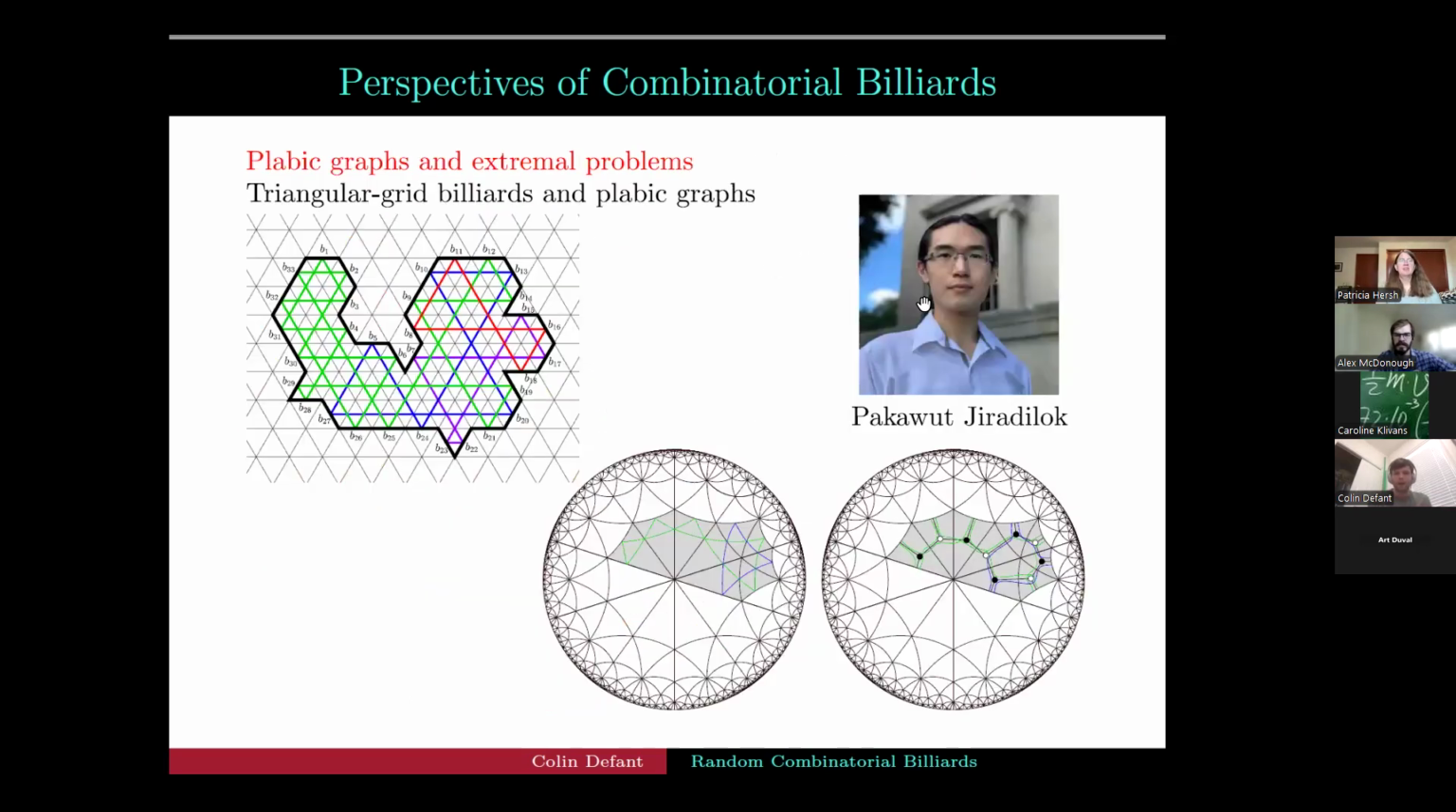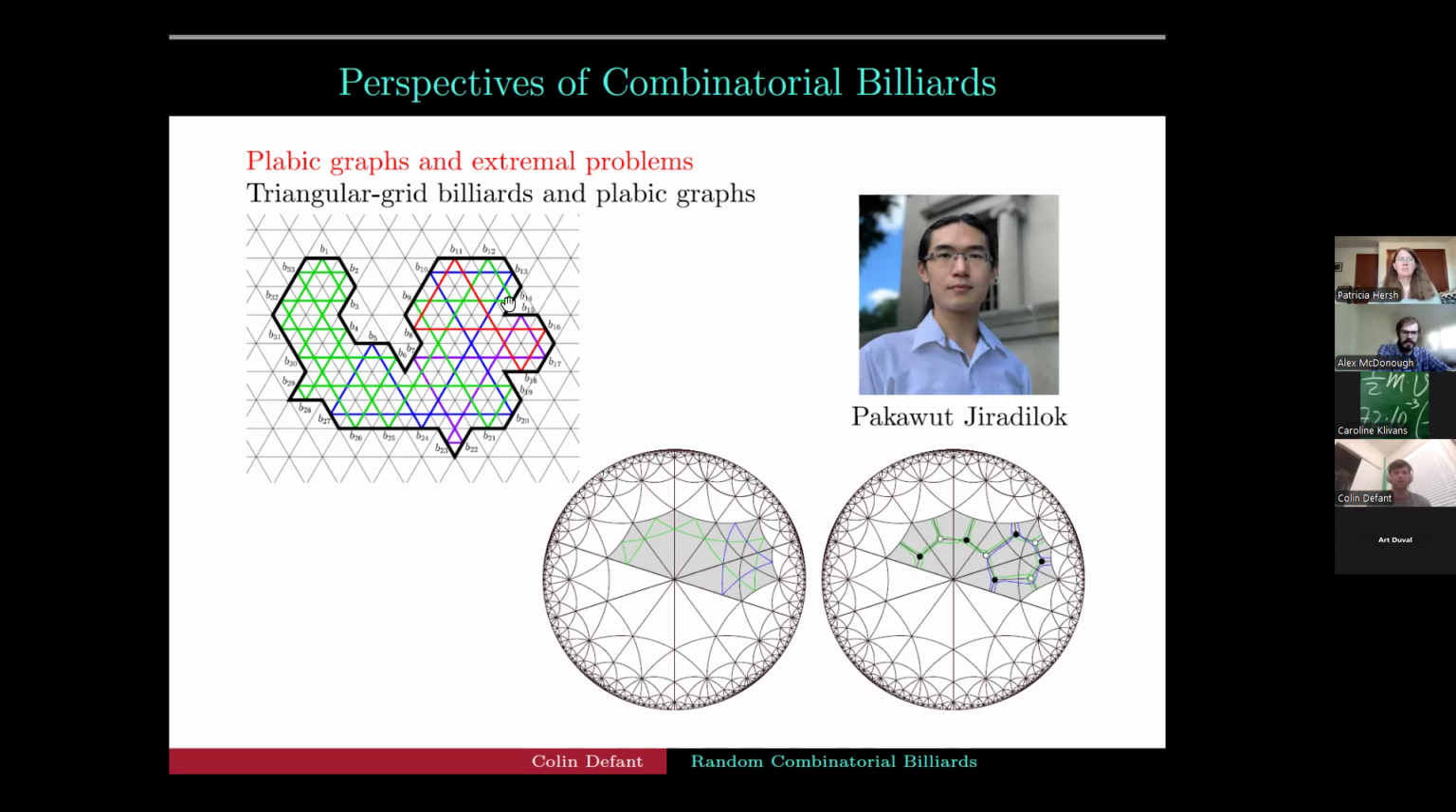I also have this paper with Pakawut Jiradilok where we have this connection with plabic graphs. So plabic graphs are these objects that were introduced by Alex Postnikov to understand the totally non-negative Grassmannian. Basically, it's a planar graph embedded in a disk where each vertex is either black or white. And if you have a plabic graph, you can define these strands that walk along the graph according to some rules called the rules of the road. And in some cases, you can dualize a plabic graph to get a combinatorial billiard system. So that's what I'm trying to illustrate here, where I've dualized this plabic graph to get this combinatorial billiard system in this hyperbolic space.